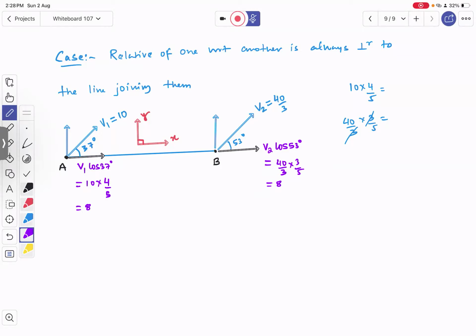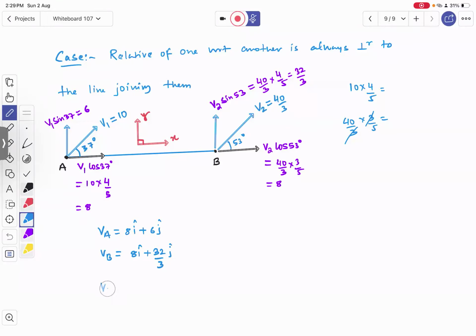Now the other component will be V1 sine 37, and that is going to be 10 into 3 by 5, that is going to be 6. And here I will have V2 sine 53, that will be 40 by 3 into 4 by 5. That will be how much? 8 fours are 32, so 32 by 3. So velocity of A is 8 i cap plus 6 j cap. Velocity of B is 8 i cap plus 32 by 3 j cap.